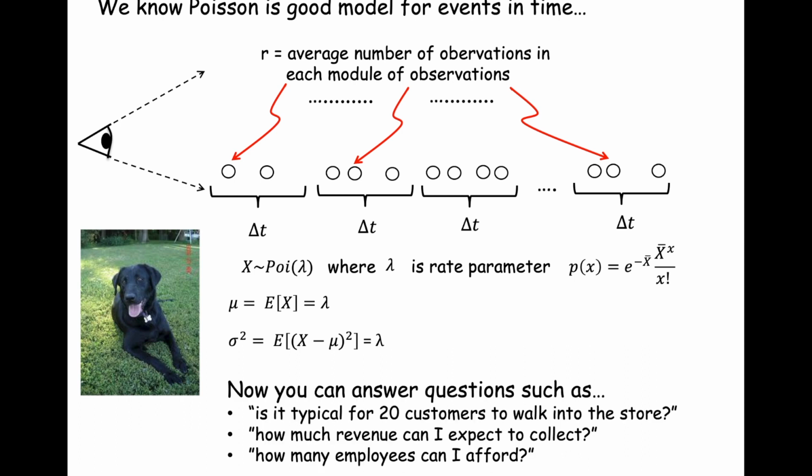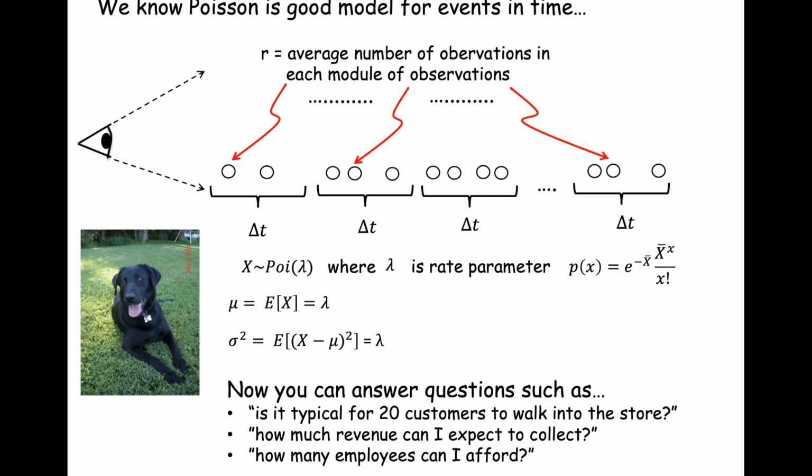Okay, so now given this Poisson that has known values filled in for lambda, you can sample from it and ask all sorts of questions. In something like MATLAB, you would produce a bunch of samples. Here are some example questions. Is it typical for 20 customers to walk into the store? You just evaluate P of 20 given these x bars, and if that probability is very small, you'd say no, it's not typical. If that probability is large, you say yes, it is typical.